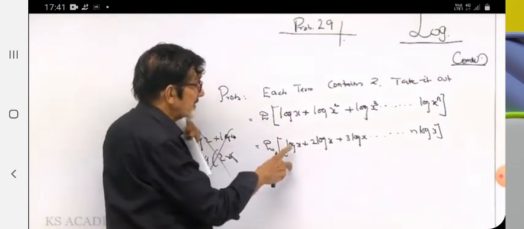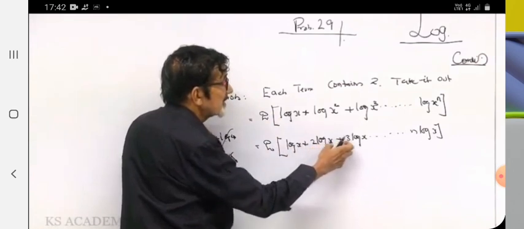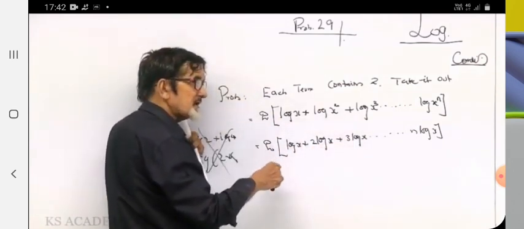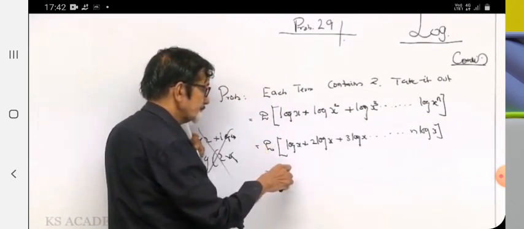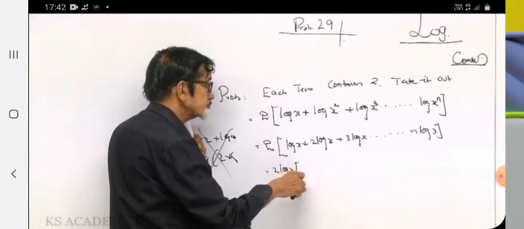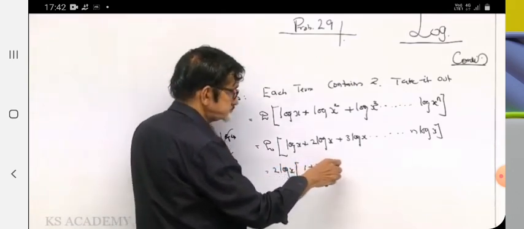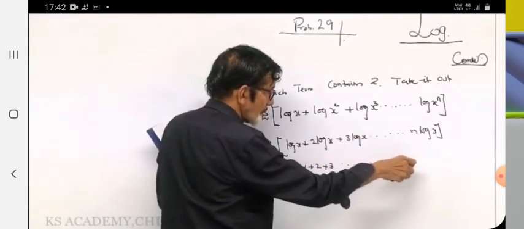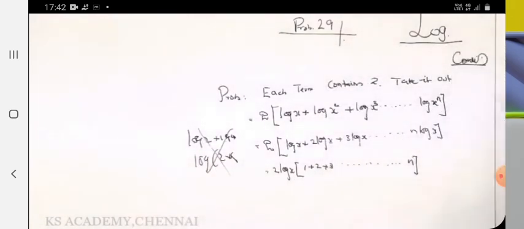Here what is common? Log x is common. Here log x, here log x, here log x. So log x you can take out. Log alone you cannot take. Log x I am taking. These 3 steps you write now, neatly you write.